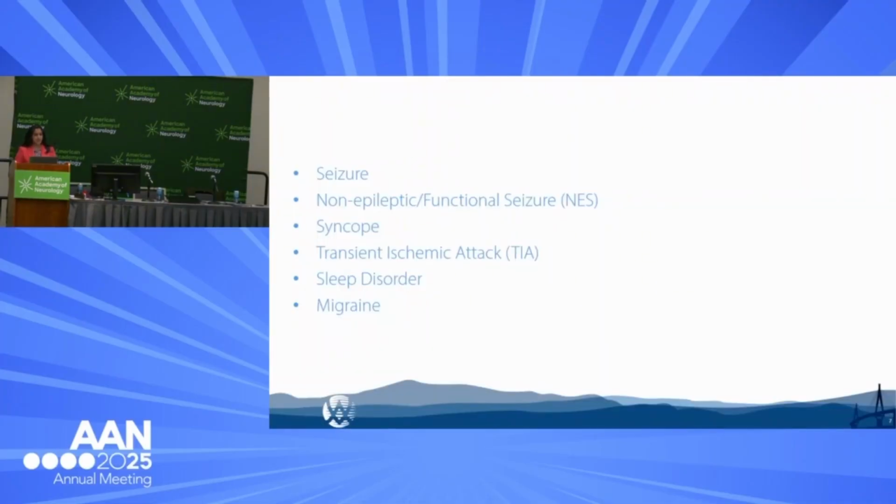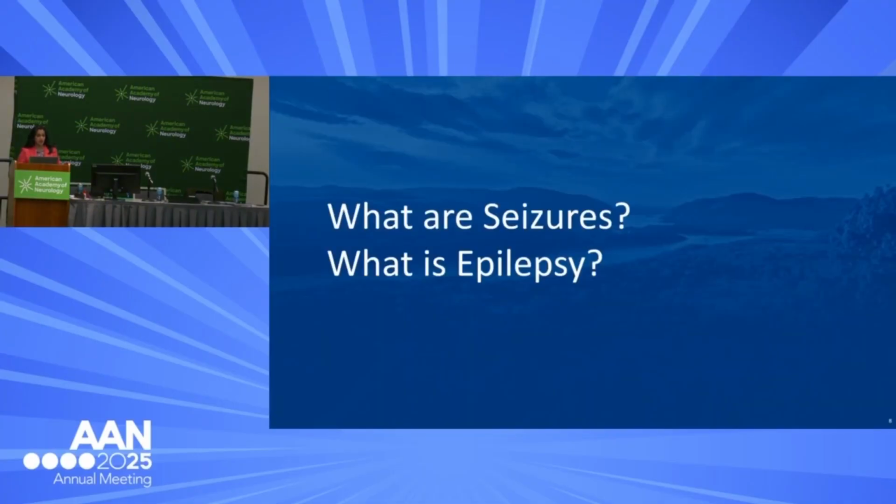So when we think of the differential diagnosis, common things that we think about with spells are seizures, non-epileptic or functional seizures, syncope, transient ischemic attacks, sleep disorders, and migraine. We'll start with what are seizures and what is epilepsy.